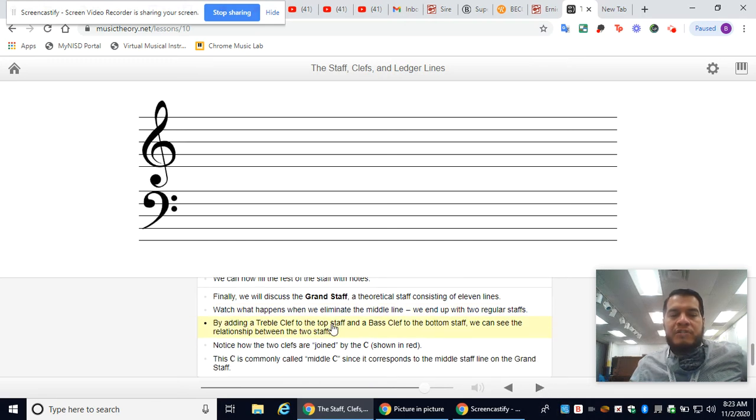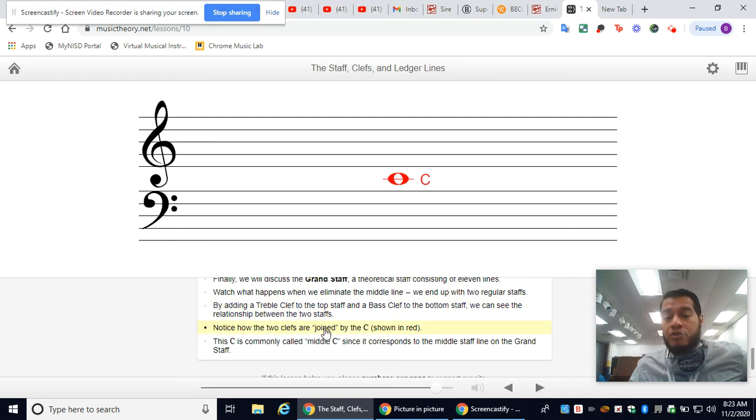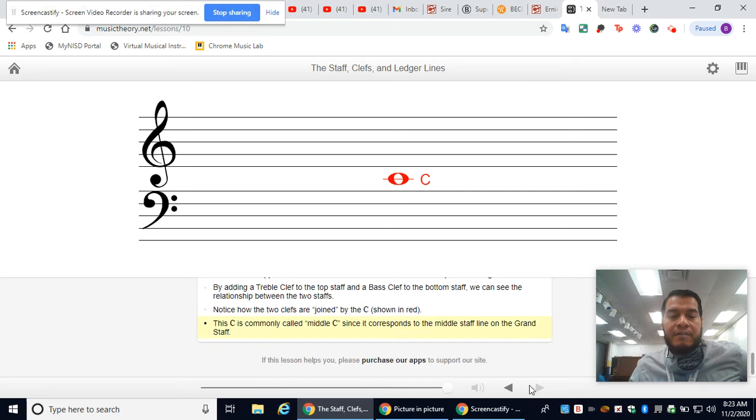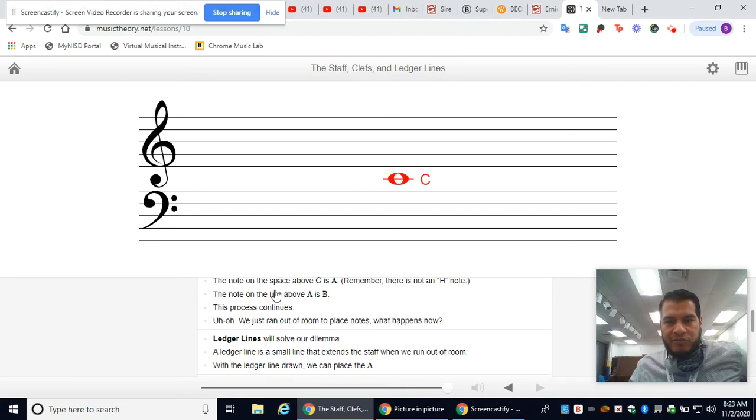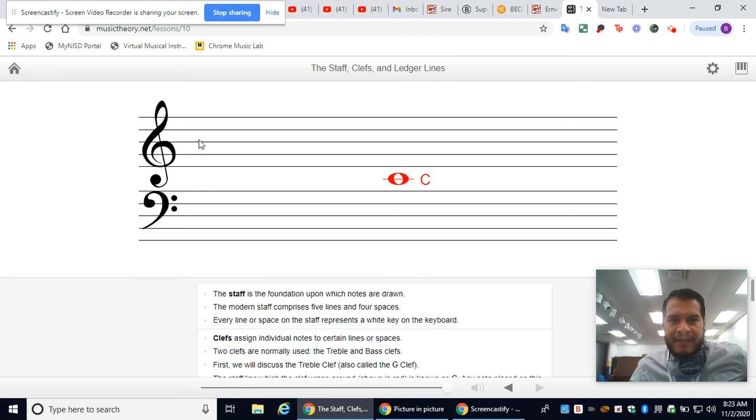By adding the treble clef to the top staff, and a bass clef to the bottom staff, we can see the relationship between the two staffs. Okay, notice how the two clefs are joined by the C, shown in red right here. This C is commonly called middle C, since it corresponds to the middle staff line on the grand staff. Okay, all right, so I know that was a quick rundown of the staffs, clefs, and ledger lines, but hopefully you picked up on something. Okay.